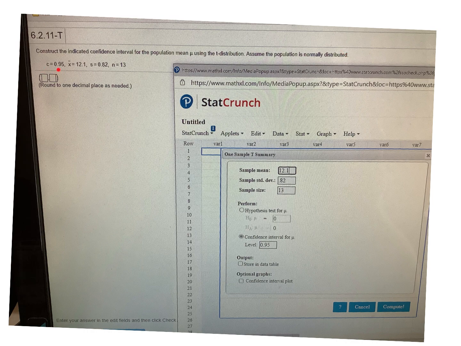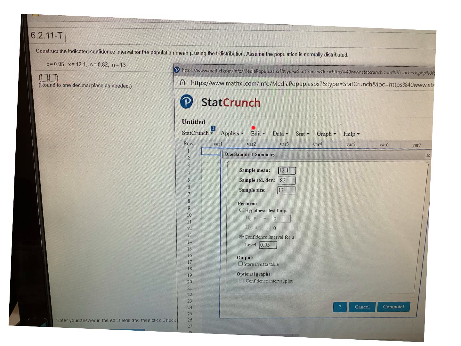So you're given the confidence level, 95%, the sample mean is 12.1, and the sample standard deviation is 0.82. That's why we're doing a t-distribution, because you don't have the population standard deviation. Your sample size is 13, and you want to put in the lower limit and the upper limit.